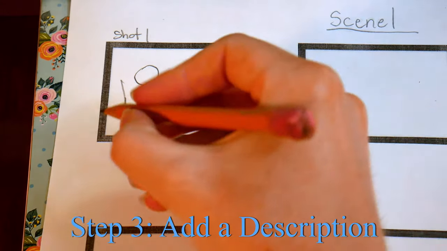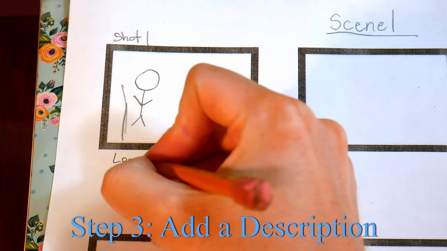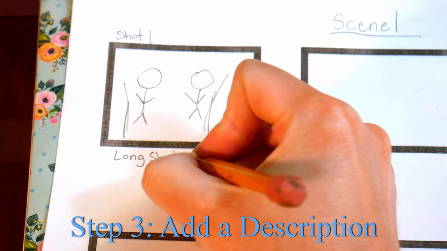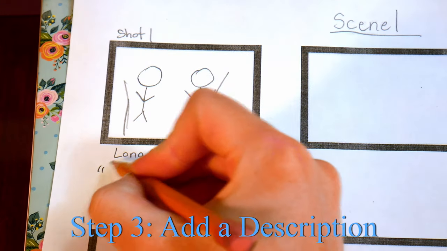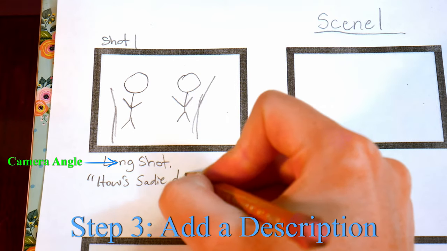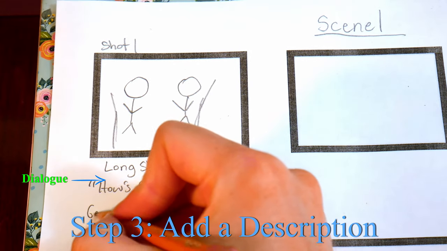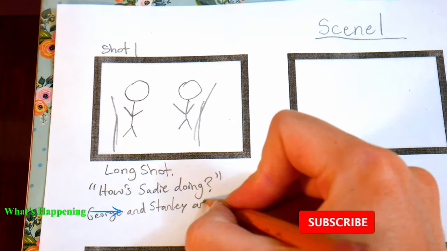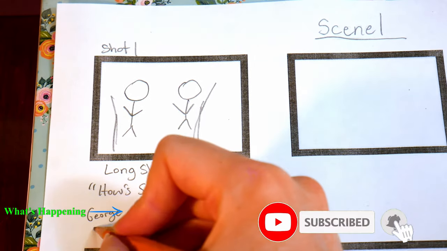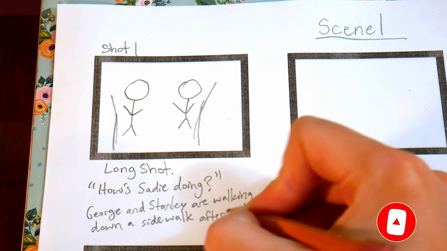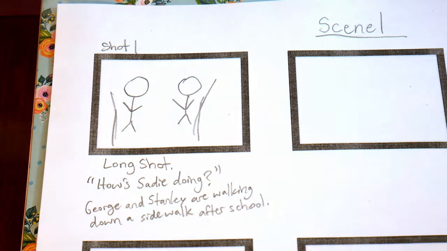Step 3. Add a description. In the space below the square, add a description for the shot you just drew. The description should include the camera angle you would like to use for the shot, as well as some dialogue and what's happening in the shot. A simple phrase of dialogue and a few summarized sentences of what is happening will help you map out exactly where this shot will be placed in the scene and what the characters and camera will be doing.